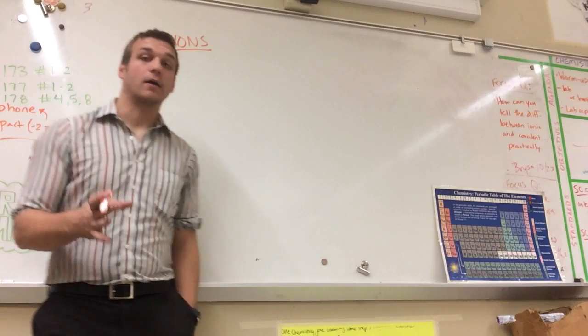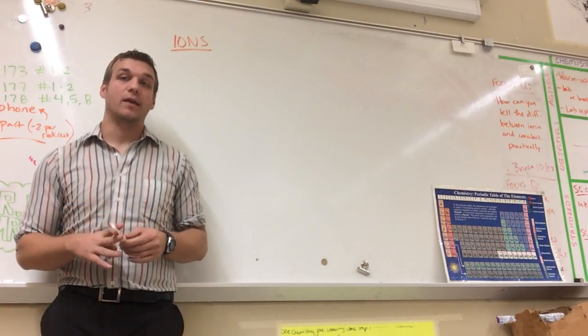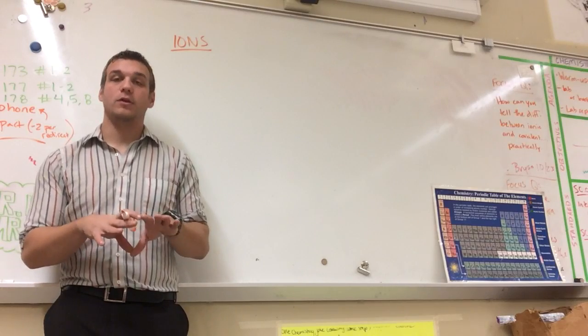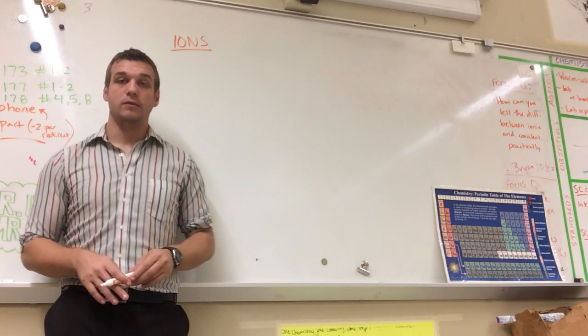There's two different types of ions. Ions are formed from an atom losing or gaining an electron. If you remember, the electrons are on the outer shell, so it's easier for those electrons to move than the protons.